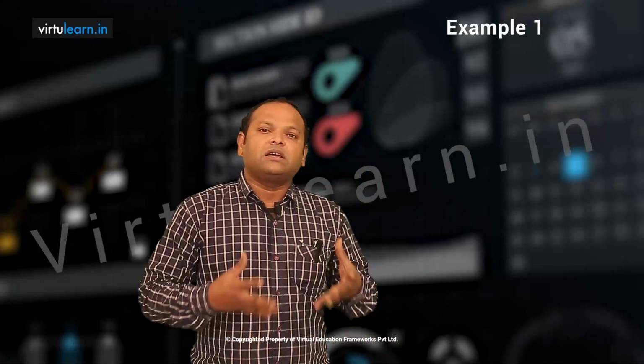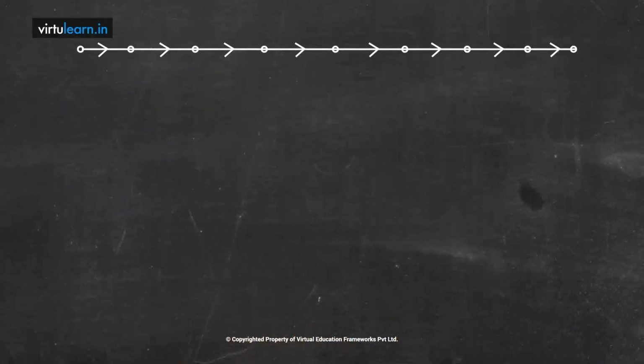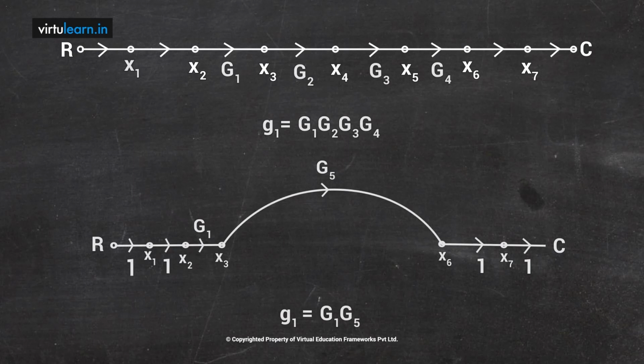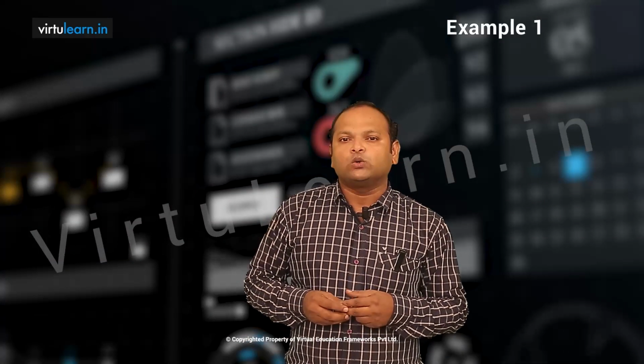Similarly, what are the other forward paths available? Look at this signal flow graph. I can start from R, go to x2 and x3, jump directly from here to x6, then go to x7 and C. This is another forward path. For this forward path, the gain is the product of all the path gains available, which is G1 to G5 and G7. So in this particular signal flow graph there are only two forward paths.